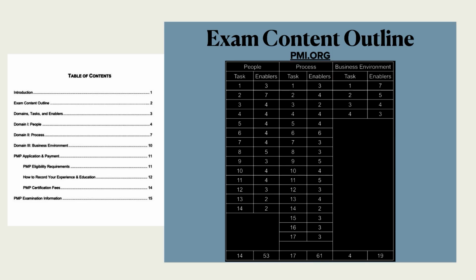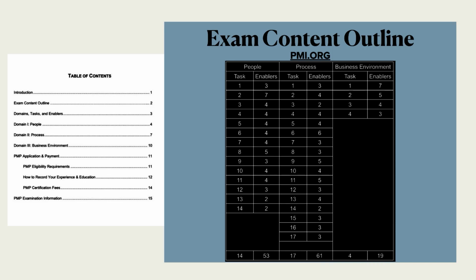Right? So you don't have to get these enablers by heart, but it's better that you focus on the tasks. So the 14 tasks, 17 tasks, 4 tasks. The total 35 tasks are important to us. When you total these 53, 61, and 19, we get around 133 enablers.